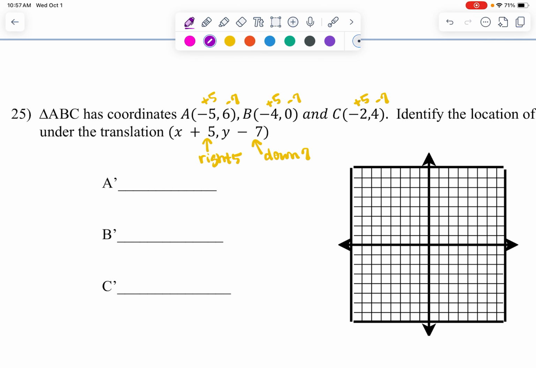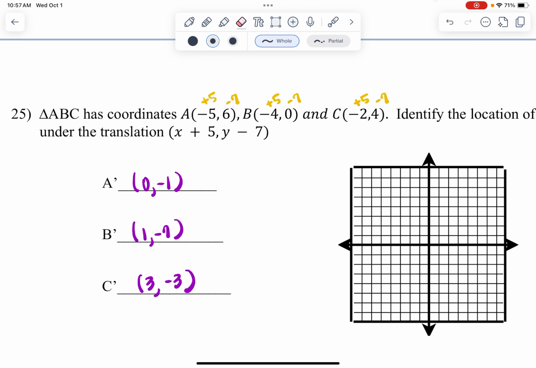And then write down your new points, right? So our A prime would be at 0, -1. Our B prime would be at 1, -7. And our C prime would be at 3, -3. Okay, and you can plot that.